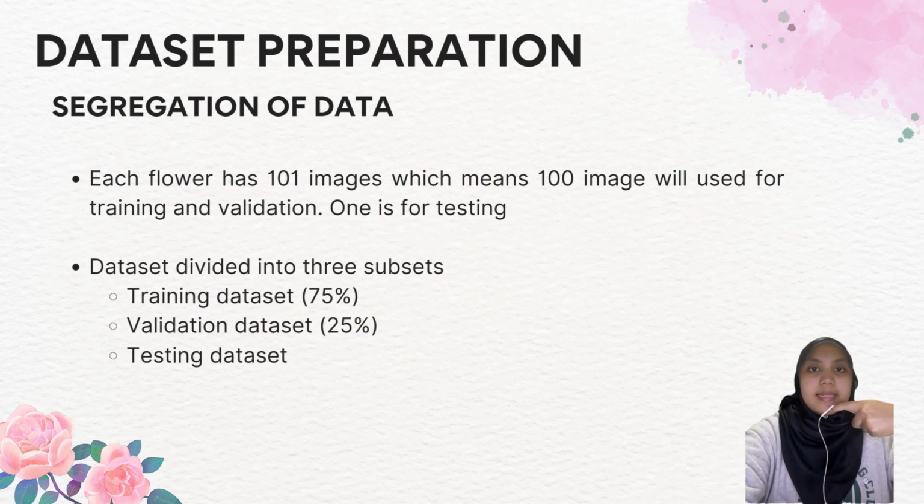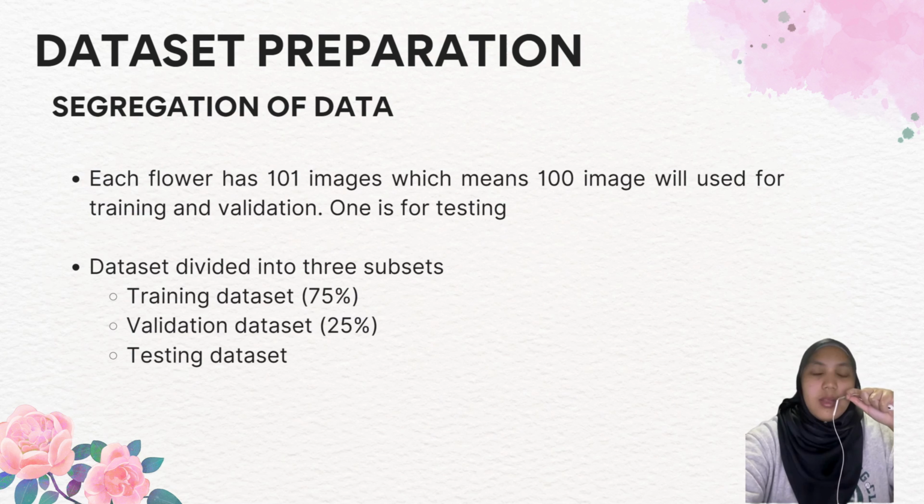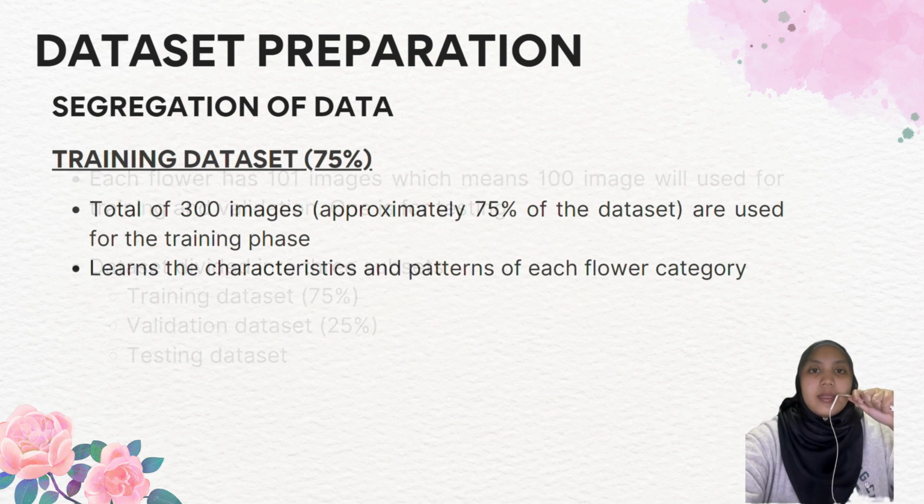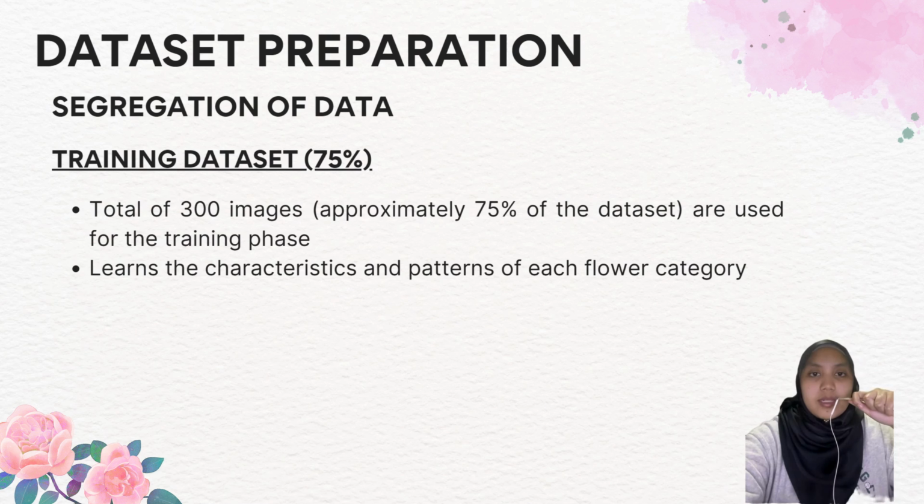Next is segregation of data. Each flower has 101 images, which means 100 images will be used for training and validation, and 1 is for testing. The dataset is divided into 3 subsets: training dataset, validation dataset, and testing dataset. For the training dataset, a total of 300 images, approximately 75% of the dataset, are used for the training phase. It will learn the characteristics and patterns of each flower category.